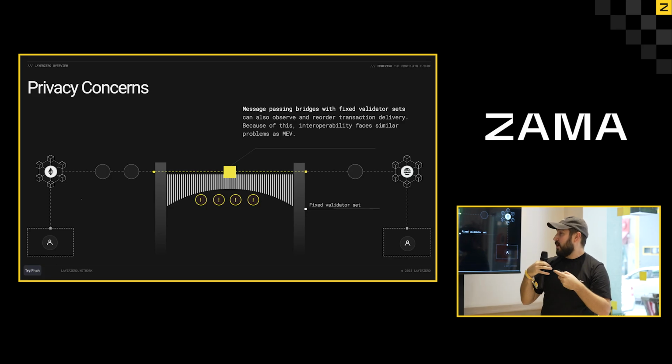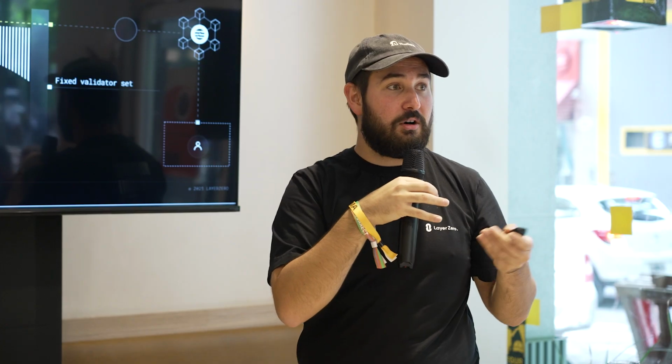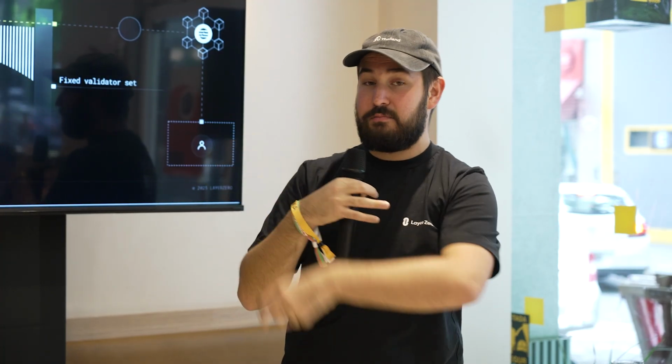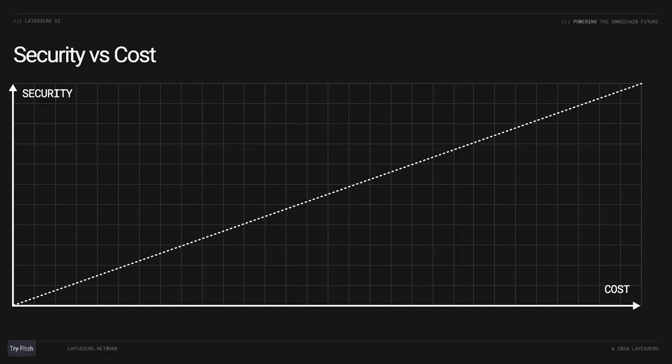So for us, privacy is a major concern that needs to be solved in interop as well, because it leads to this centralization of actors and ultimately centralization of data, which the most coordinated systems or most coordinated validators can take advantage of.